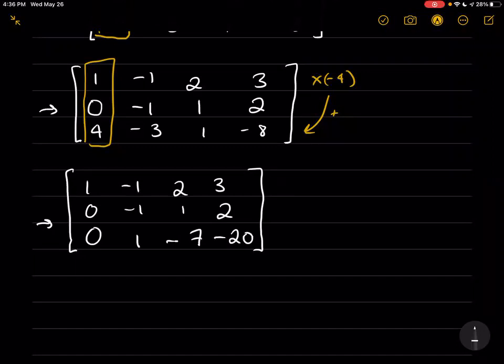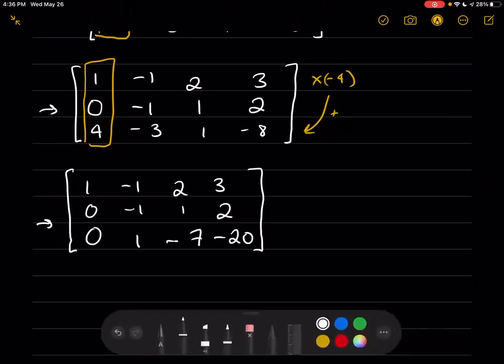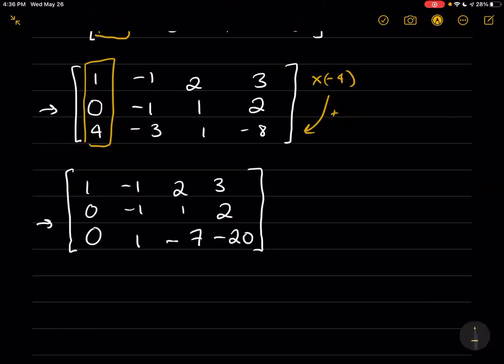Cool. So now we've got that 1 and all zeros below it. Now we're going to narrow down our focus and look at the second column right here. There's a couple of different ways you could do this. They're all kind of the same. I'm just going to multiply the middle row by -1. The reason is that the -1 right here will turn into a +1, which is much easier to work with.